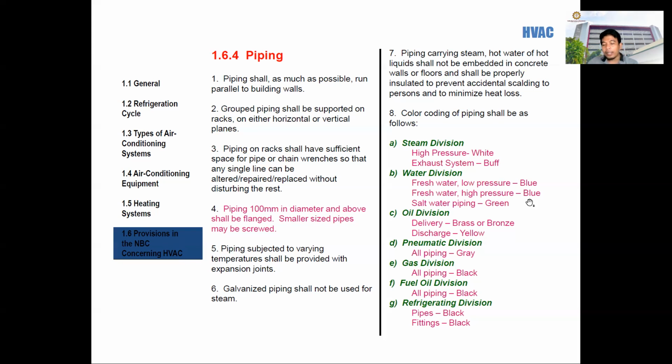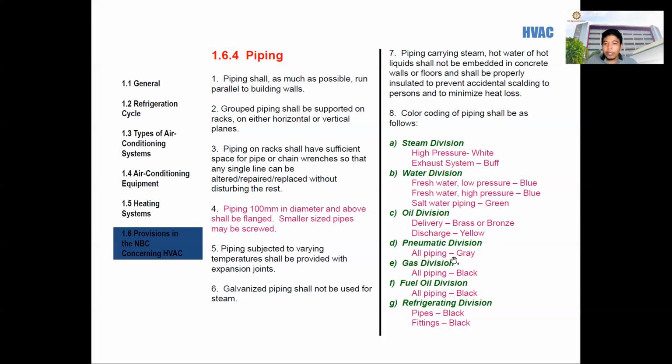So it's up to the owner or maybe the contractor what color of pipe they will use for the fresh water of the water division. Next, we have the oil division. So you have the brass or the bronze pipe for the delivery of oil division. And then for the discharge, you have a color yellow.